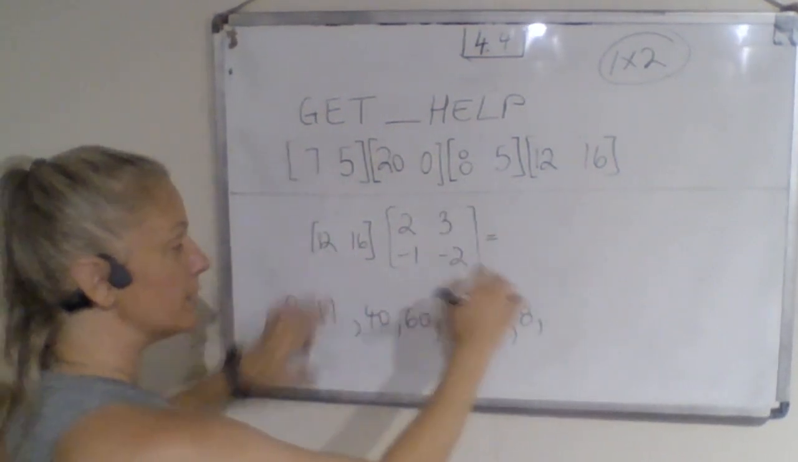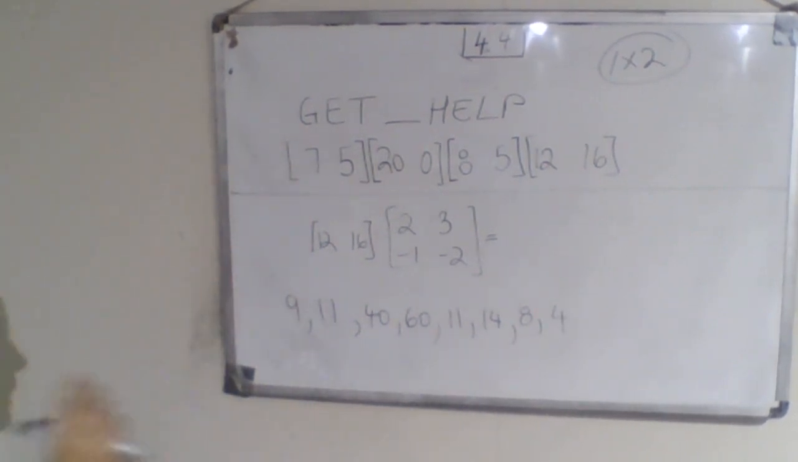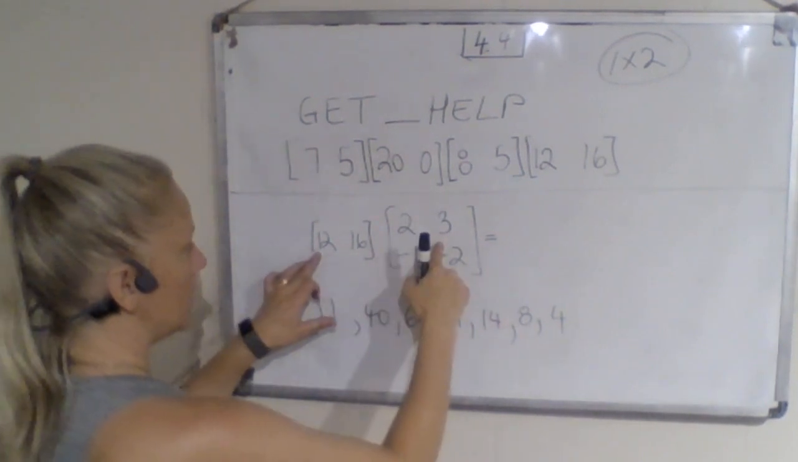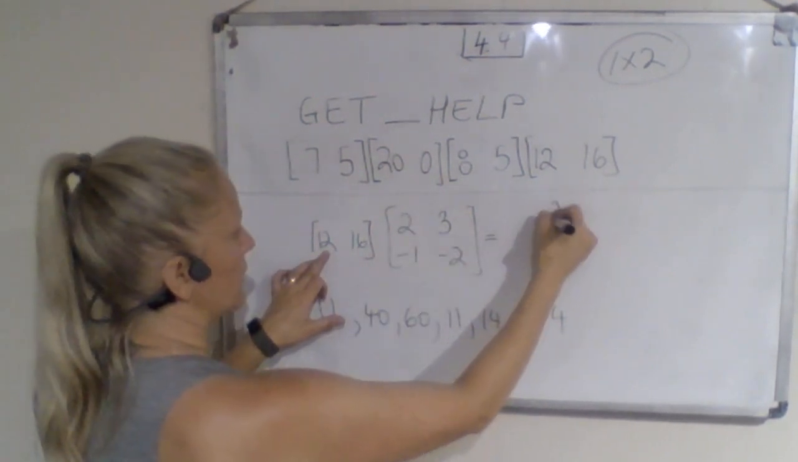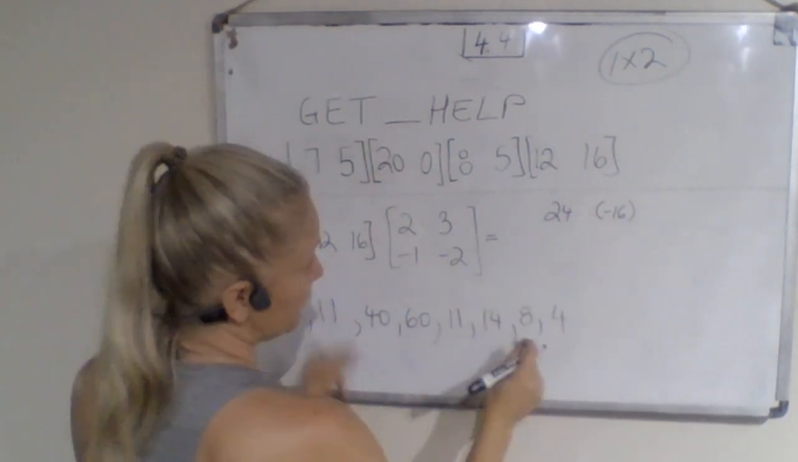36 minus 32, I get a 4. Okay? Basically, you go this times this plus this times this. Why do I get always a minus? Let's look at just this one. This becomes 24 plus -16, right? Or 24 minus 16 gives me 8.